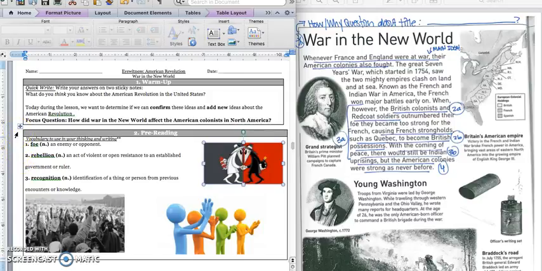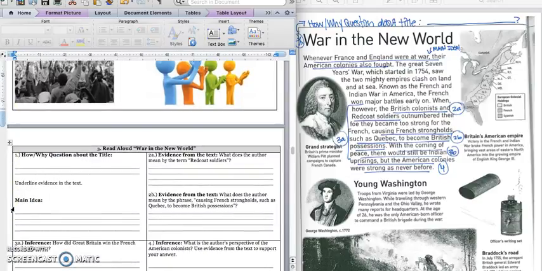The first word is foe. That's an enemy or opponent. The second word is rebellion. That's an act of violence against the government. So that would be this picture. And the third word is recognition. That's when you identify someone, you give them props or encouragement. And so that would be this picture. Make sure you have lines drawn to each picture from the right word.